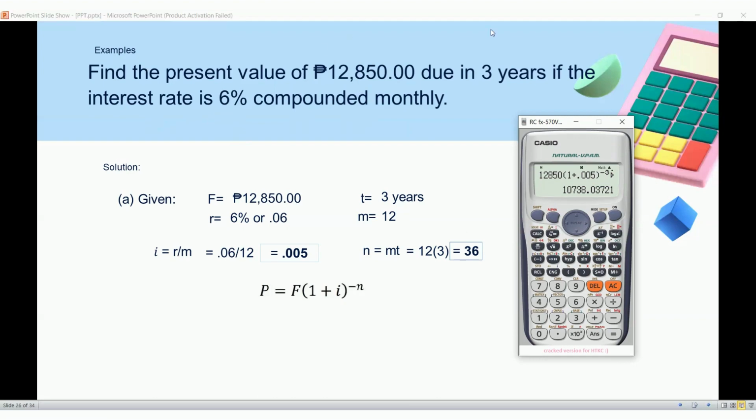So, ilagay na natin. Our present value is 10,738.4 after rounding off. Yan.